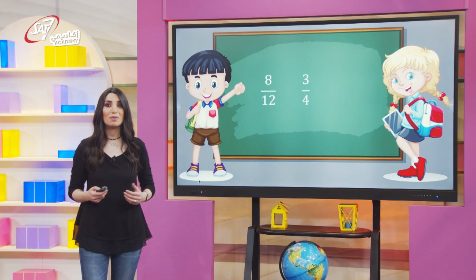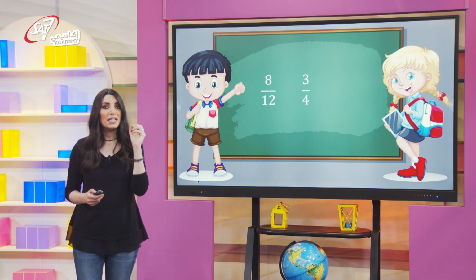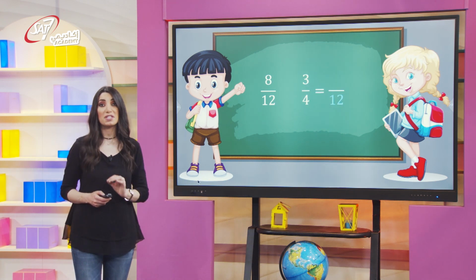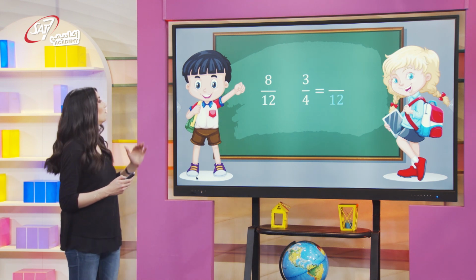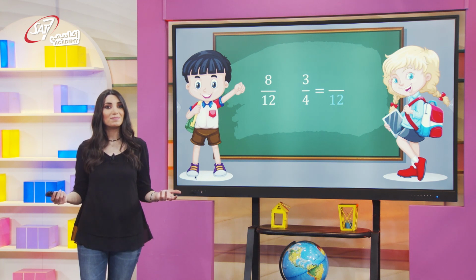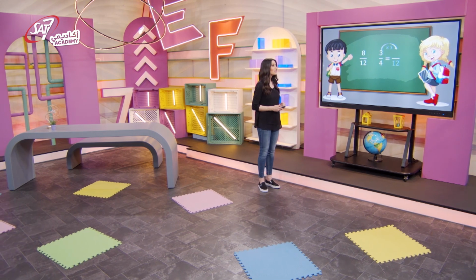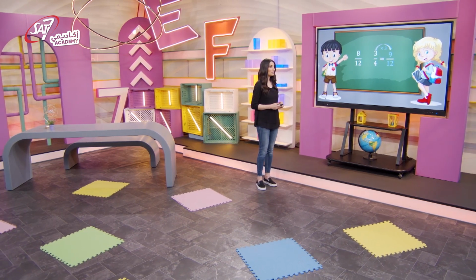What about these 2 fractions? It is more difficult to compare them because they have different denominators. Let's think of an equal fraction to 3/4 that has a denominator of 12. What number multiplied by 4 equals 12? 4 times 3 equals 12, so we must also multiply 3 by 3 to get an equal fraction. 3/4 equals 9/12. Now we can compare 8/12 to 9/12 instead.